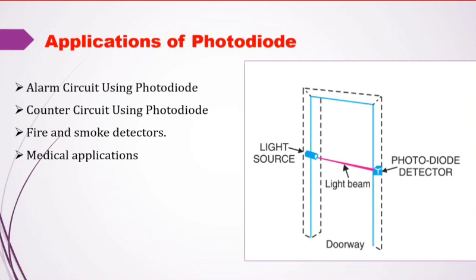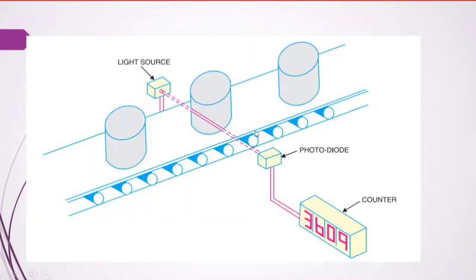That counter circuit works in different areas. I will show another picture to you. In many industries they use counting. When products go through a conveyor belt, we have to count the number of products we have produced. Here a light source is there, and here the photodiode is there. If there are no products or objects in between the light source and the photodiode, the light passes through and falls on the photodiode. There is no problem.